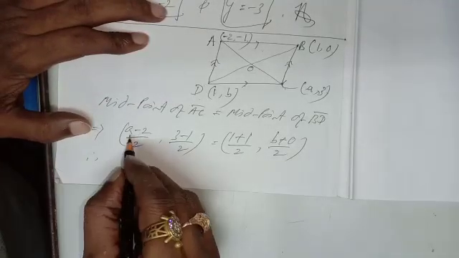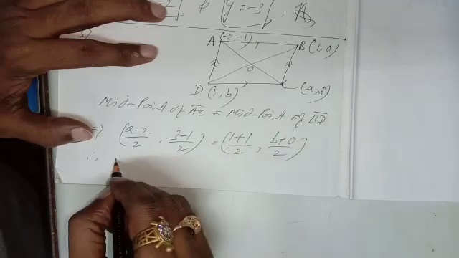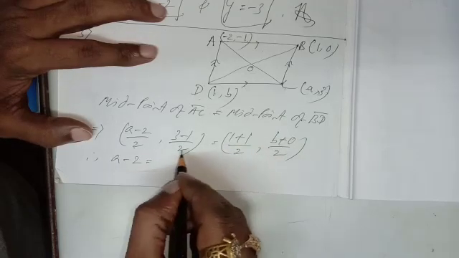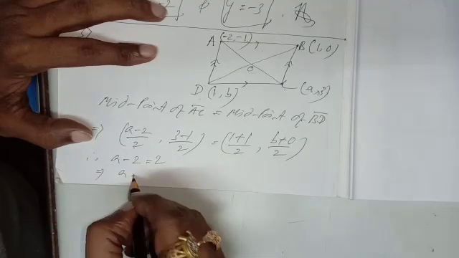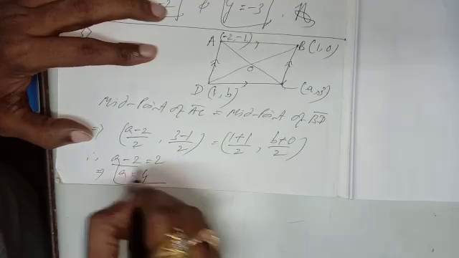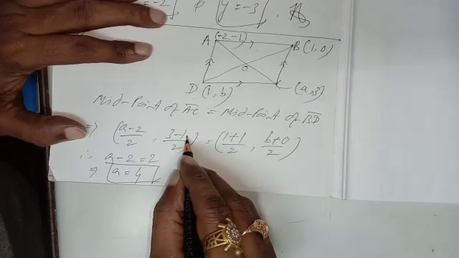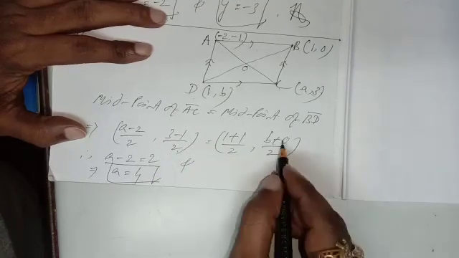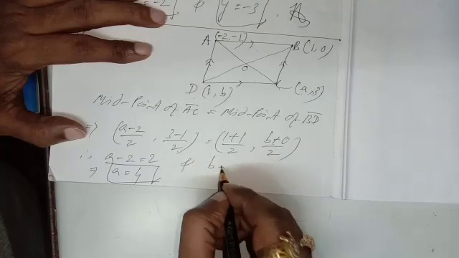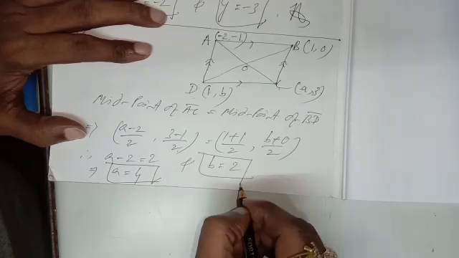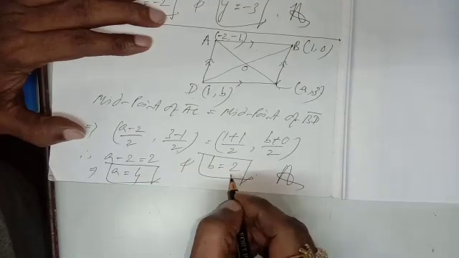Comparing both sides, you will get a minus 2 by 2 equal to 2 by 2, means a minus 2 is equal to 2, the 2s cancel, and the value of a will be 4. And the second part, 3 minus 1, that is 2 by 2, equals b by 2, means b is equal to how much? 2. In this way I am getting the value of a as 4 and the value of b as 2.